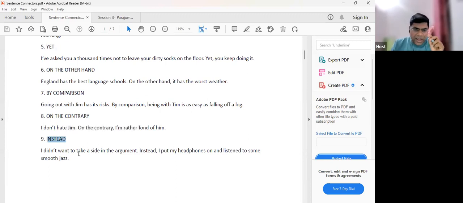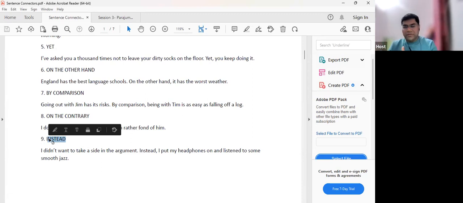On the contrary, see, instead, I have used this so many times in parajumbles in the past. And look, we have used it here. Now, what is the purpose of instead? Instead is always a contrasting conjunction. I forgot to mention that to you. But whenever you bring instead, that means there is one positive, one negative.